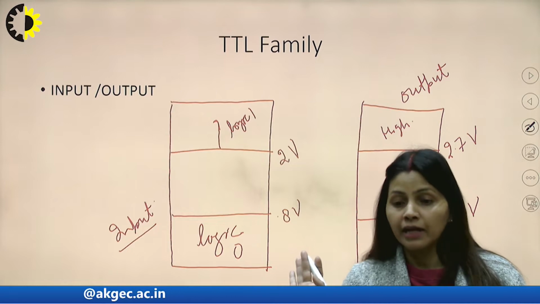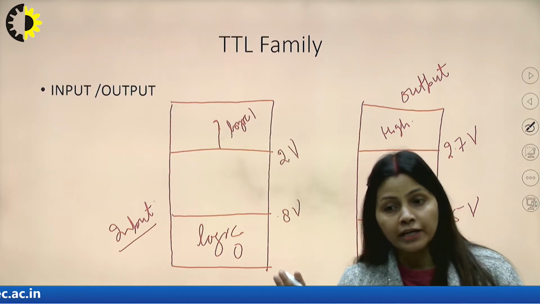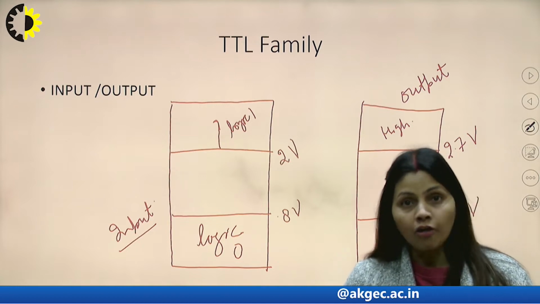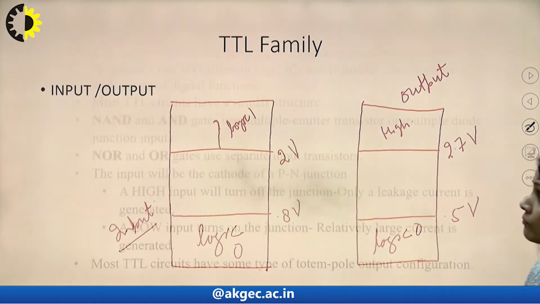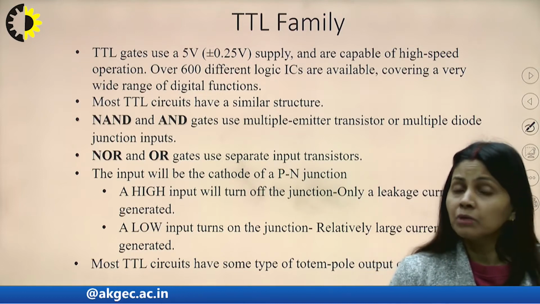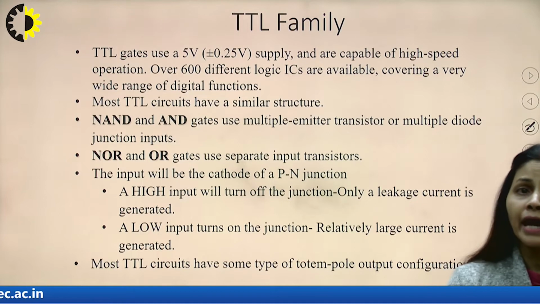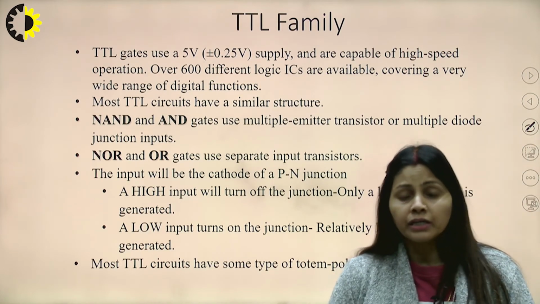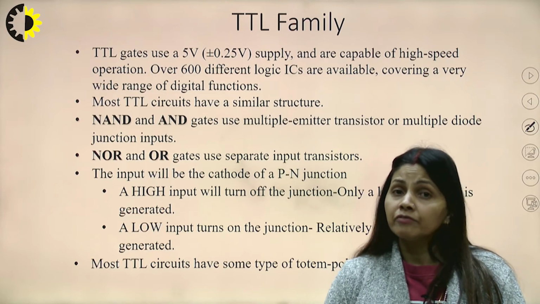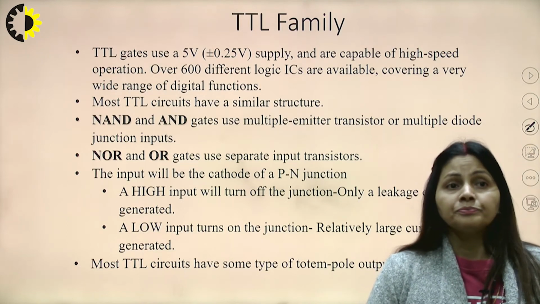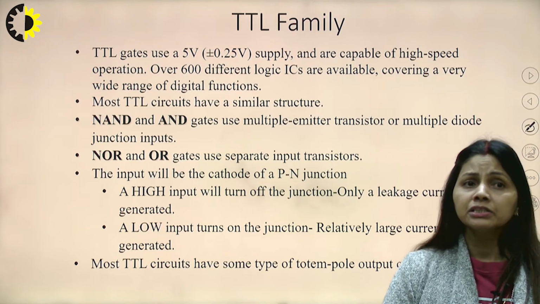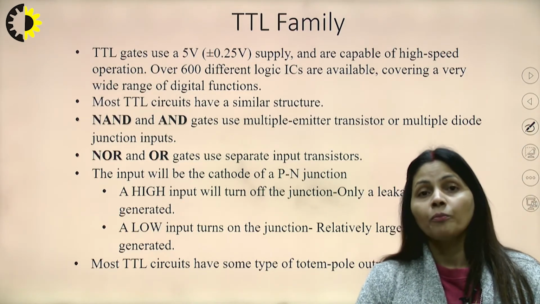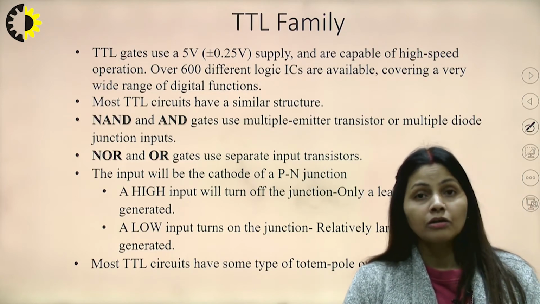This is one important aspect, and whenever we are solving numericals or identifying which transistors and which diodes are in forward bias, or which transistor is on or off, these ranges are very useful. Most TTL circuits have a similar structure, made of transistor logic only. NAND and AND gates use multiple emitter transistors or multiple diode junction inputs. We will also see how the transistors are viewed when discussing the TTL logic circuit. NOR and OR gates use separate input transistors and PN junctions. The TTL circuit operation is based on whether the diode is forward biased or reverse biased.